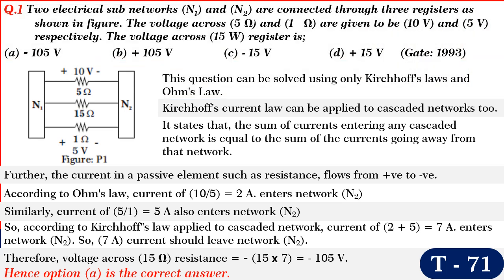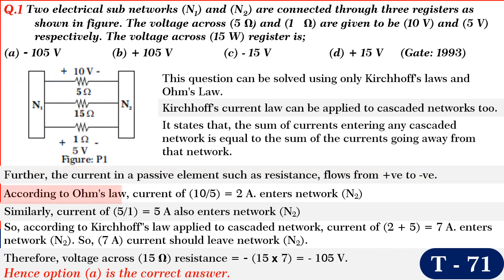You know that Kirchhoff's current law is applied to a junction point in the network, but it can also be applied to cascaded networks. It states that the sum of the currents entering any cascaded network is equal to the sum of the currents flowing away from the network. Further, hope you know that current in a passive element flows from positive to negative.